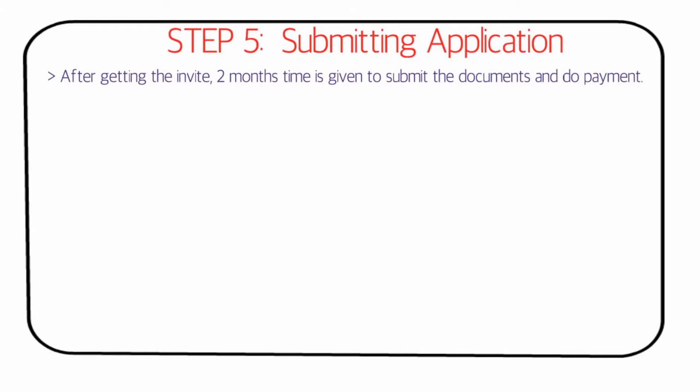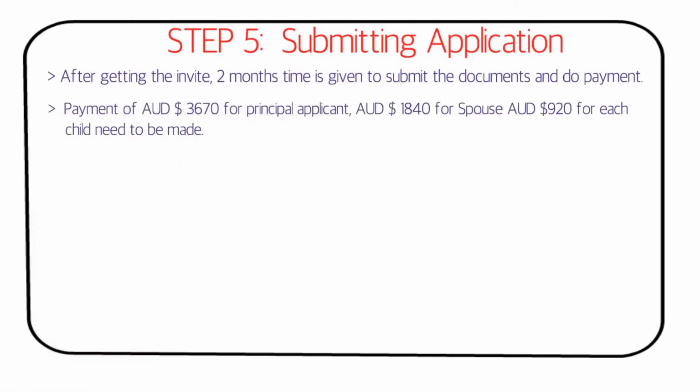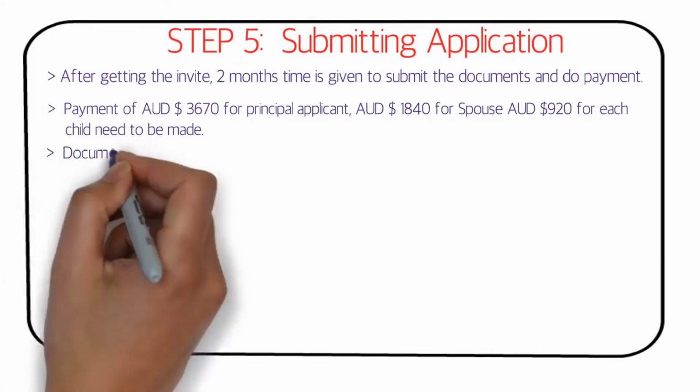So payment of around 3,670 Australian dollars is required for the primary applicant. Half of that is for the spouse, and one quarter of the primary applicant's amount is for the children, for each child.